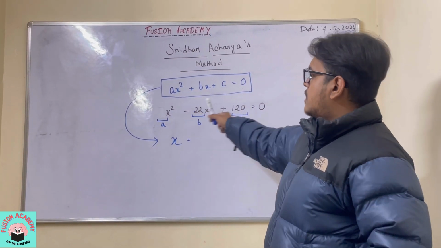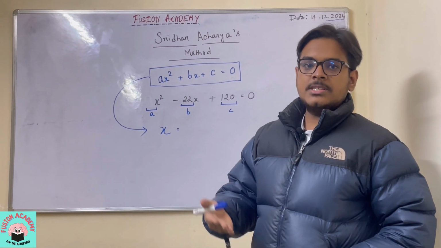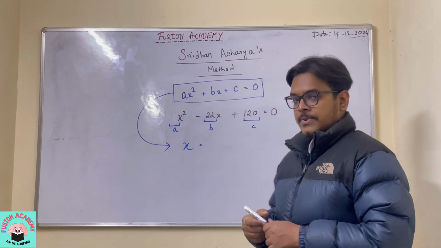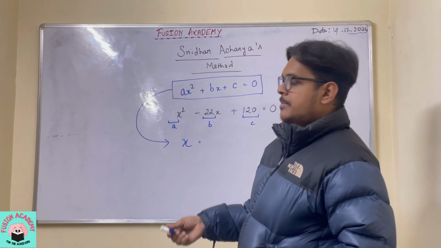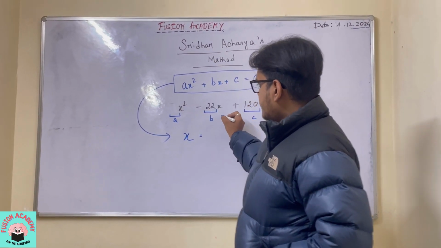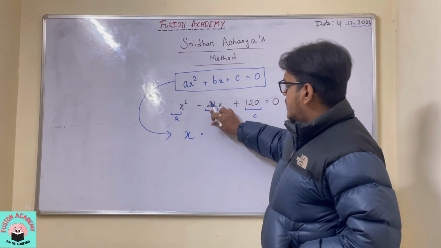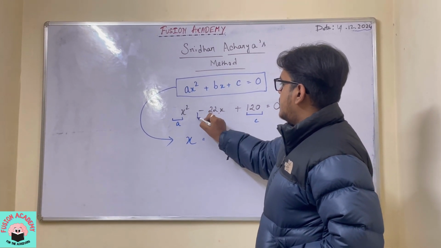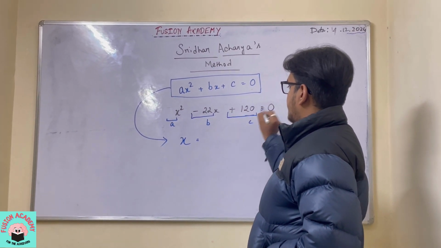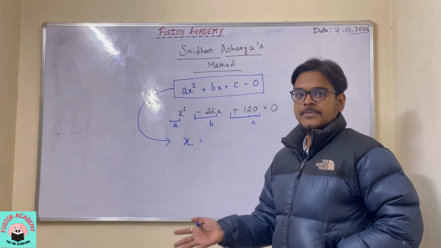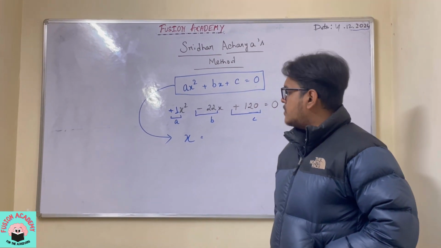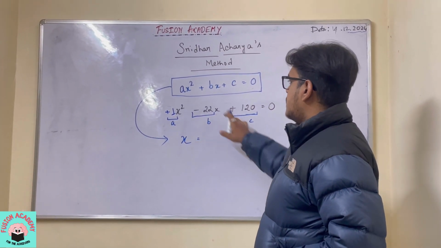So if you encounter this kind of equation in your questions which you are asked to factorize, you can apply the Sridhar Acharya's method. For that we need to first find out the coefficients, and we'll be using this example from the previous video as our context. Here we are having minus 22x. So for b we can take the entire minus 22, and for c we can take it as plus 120. But for x square, since there is no coefficient visible, we have to consider the coefficient being plus 1.